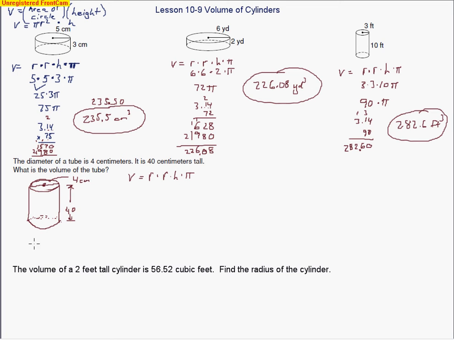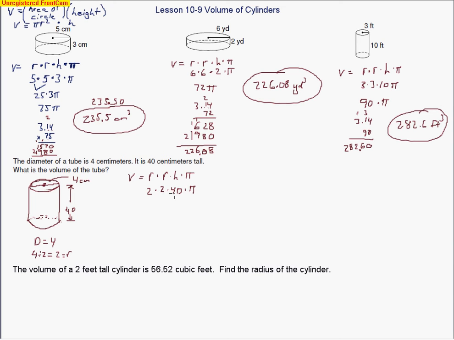Well, the diameter equals 4. If I divide this by 2, I have the radius. So if you take half of the diameter, you get the radius, and that's what the radius is. So let's go ahead and substitute that number in there. 2 times 2 times 40 times pi. So we go ahead and do that work.